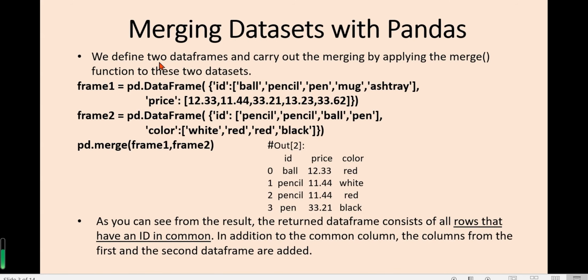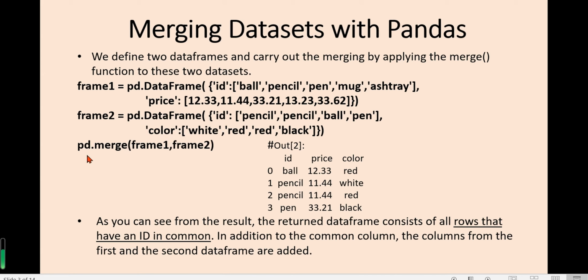So here we define two data frames and we'll carry out the merging by applying the merge function to these two data sets. For frame 1, use pd.DataFrame, and inside we put two arrays for the ID key value pairs. This frame has two columns called ID and price with 5 values. And frame 2 also has two columns called ID and color with 4 rows.